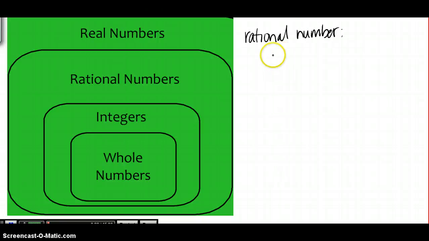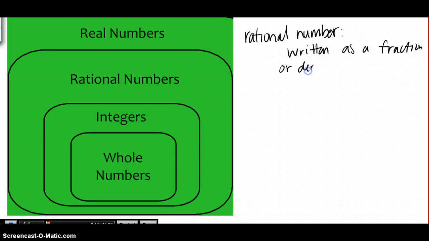A rational number is any number that can be written as a fraction or decimal that terminates or repeats.